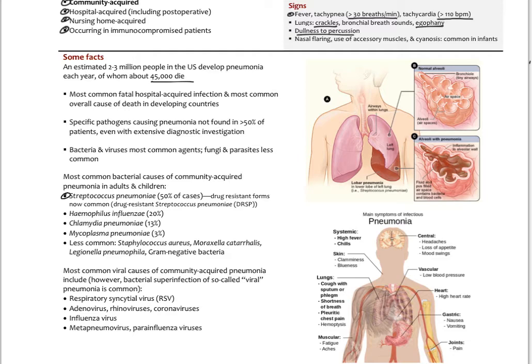Chlamydia pneumoniae, about 13%. Mycoplasma, about 3%. And then less commonly Staph aureus, Moraxella, Legionella, and other gram-negative bacteria. In terms of viruses, RSV, adenovirus, rhinovirus, influenza, and some others. So those are the most common infectious agents. But again, we typically are not going to go searching for those, and we're going to classify people on those 4 categories of community-acquired or elsewhere.